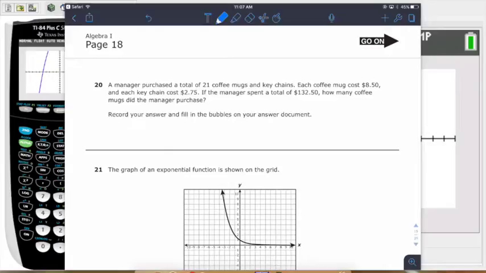Okay. Now this one here, they did not give us a whole lot of room to work this, but okay. A manager purchased a total of 21 coffee mugs and keychains. So I guess he's buying a little bit of both, and he bought 21 items. Each coffee mug cost $8.50, and each keychain cost $2.65. The manager spent a total of $132.50. How many of the coffee mugs did the manager purchase?